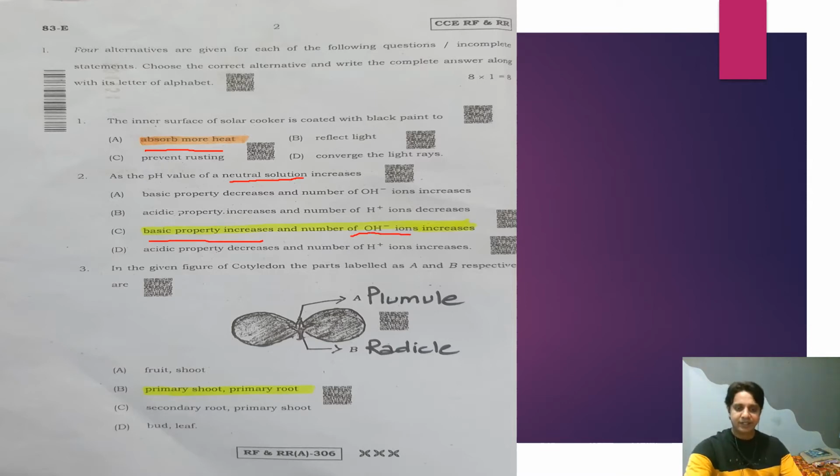Third one, in the given figure of cotyledon, the parts labeled A and B respectively. Part A is plumule and part B is radicle. The plumule develops into primary shoot and the radicle develops into primary root.